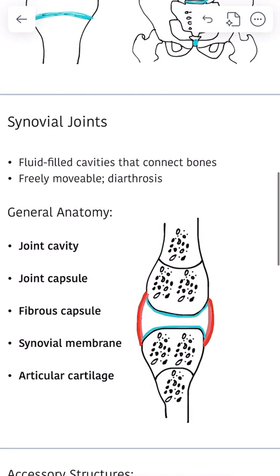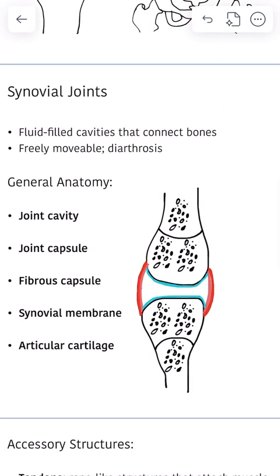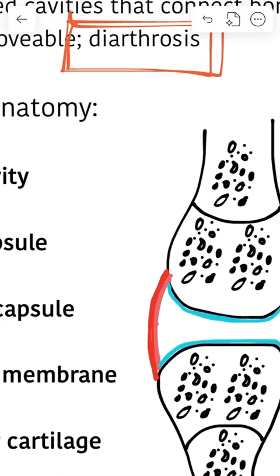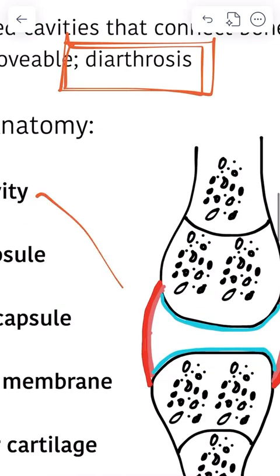All right, buckle up for this one, the synovial joints. These are fluid-filled cavities that connect bones and are freely movable, which is called diarthrosis. This is the most common type of joint, or the most widely known. So first we're going to talk about the joint cavity. The joint cavity is the narrow space between the bones filled with synovial fluid that lubricates the joint and reduces friction. This joint cavity is found here.